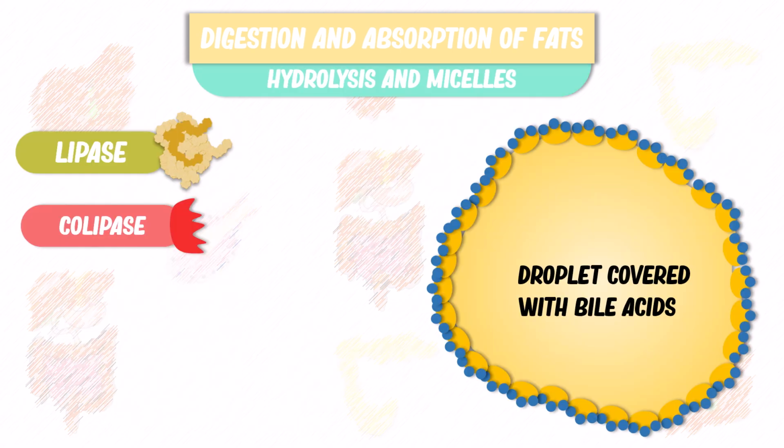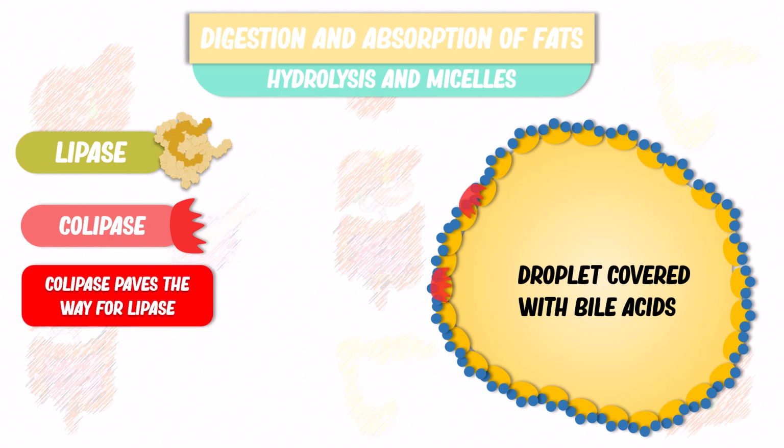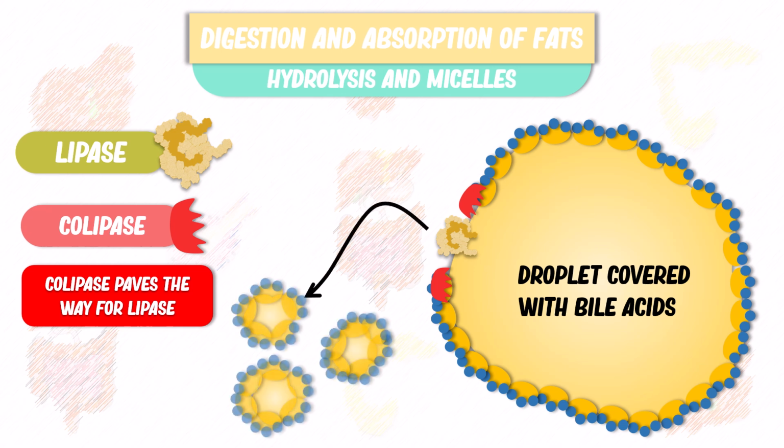Hydrolysis is then carried out by pancreatic enzymes, lipase and colipase. Lipase, secreted in its active form, cannot access emulsified lipid droplets due to the bile coating. Colipase helps by clearing a path, enabling lipase to break triglycerides into fatty acids. These fatty acids combine with bile acids to form micelles, which are water-soluble structures that diffuse through the stable water layer to the enterocyte membrane.